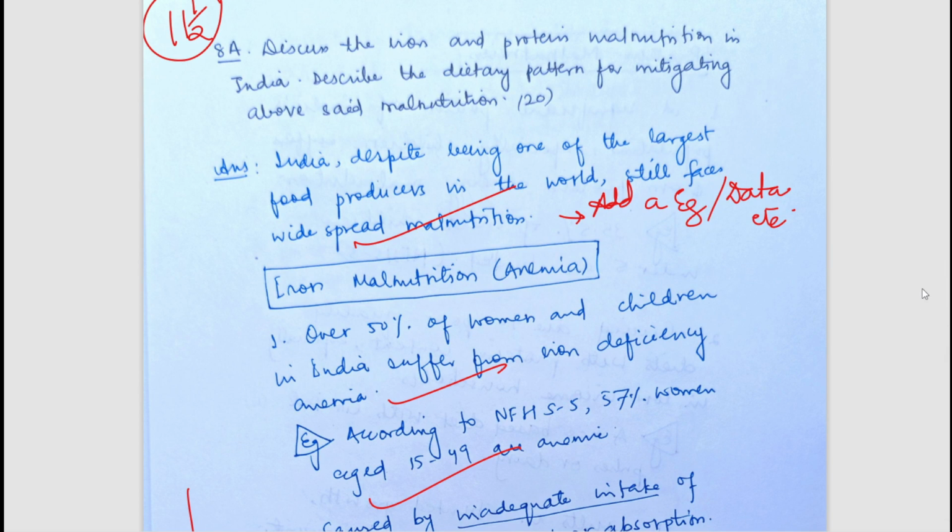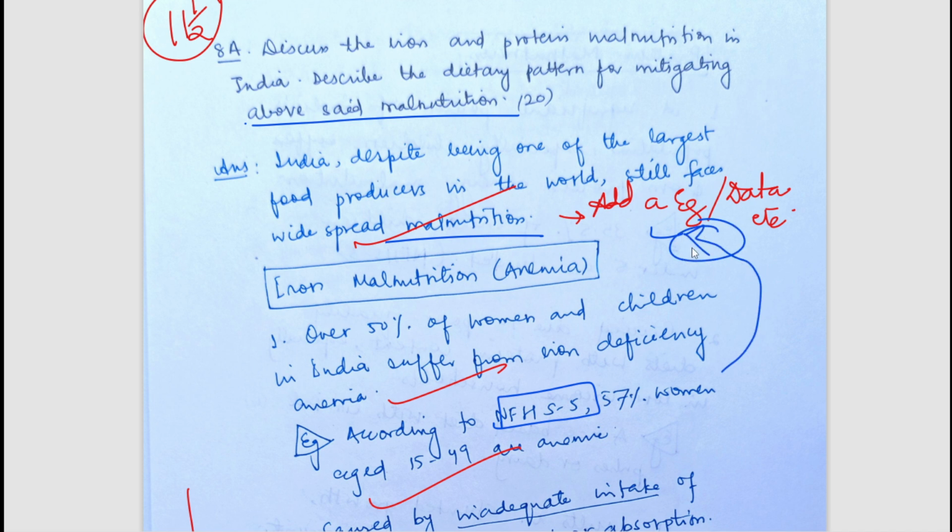The next question is, discuss the iron and protein malnutrition in India, and we should also describe the dietary pattern for mitigating the said malnutrition. So in the introduction, as the student has mentioned, there are problems of iron and protein malnutrition, but here we should try to add some example data. For example, you can see the National Family Health Survey 5 has been mentioned here. These examples can also be mentioned in the introduction, that would enhance your introduction.